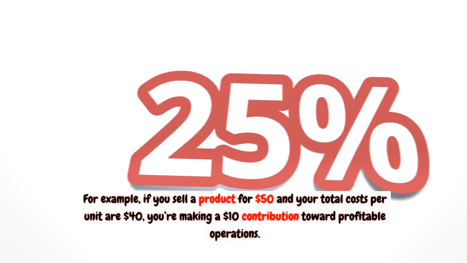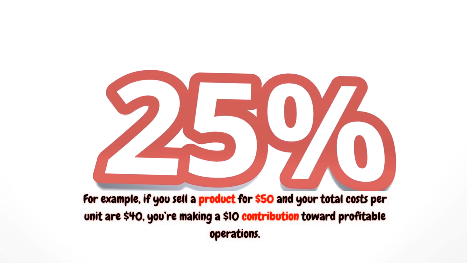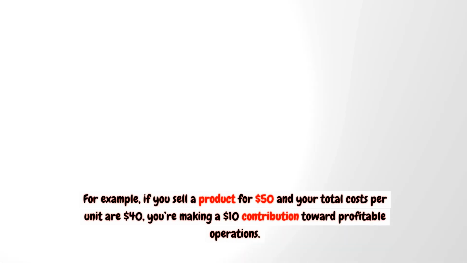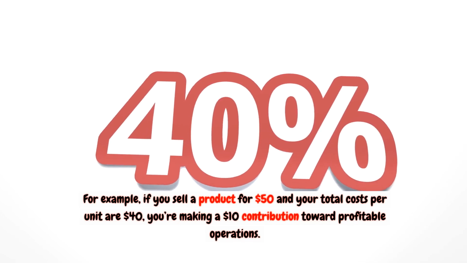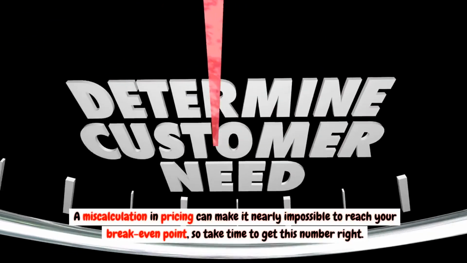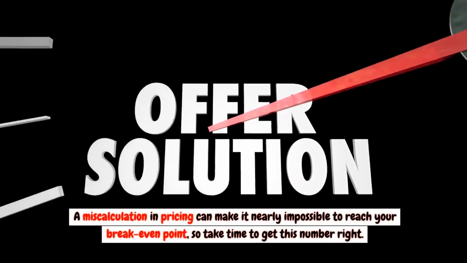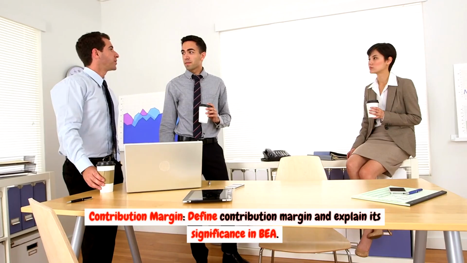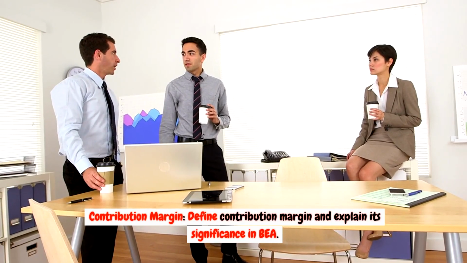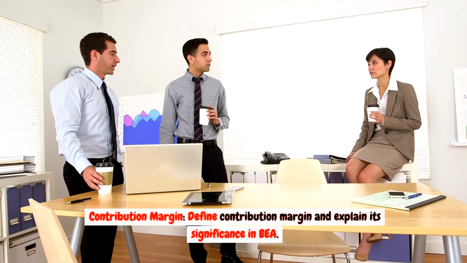For example, if you sell a product for $50 and your total costs per unit are $40, you're making a $10 contribution toward profitable operations. A miscalculation in pricing can make it nearly impossible to reach your break-even point, so take time to get this number right. Contribution margin. Define contribution margin and explain its significance in break-even analysis.